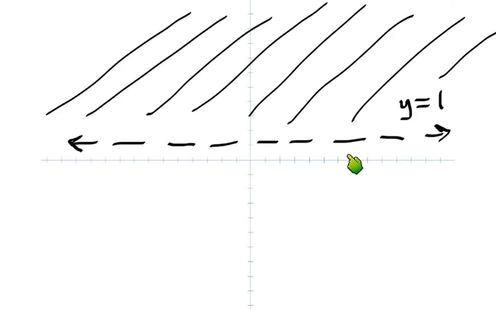Another thing to remember is that every point on the line that I just drew, every single point right here has a y value of 1. That's what they all have in common. Right? They have different x values, but they all have all the same y values. That's why it's y equals 1 as a line.